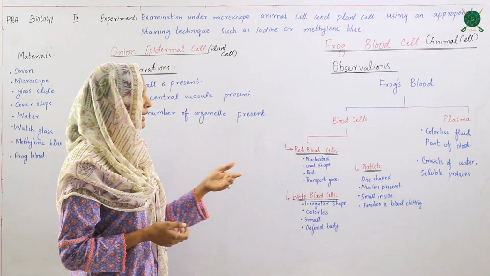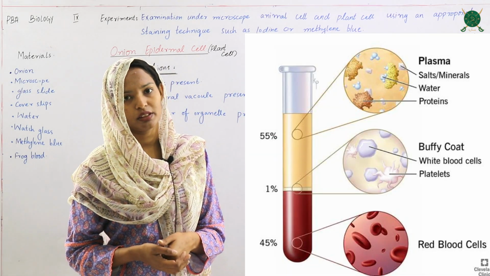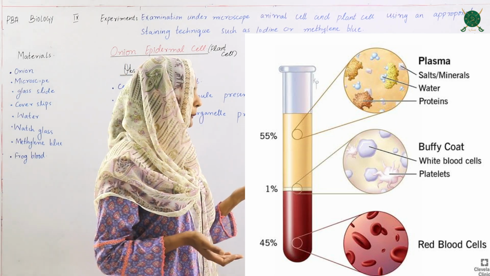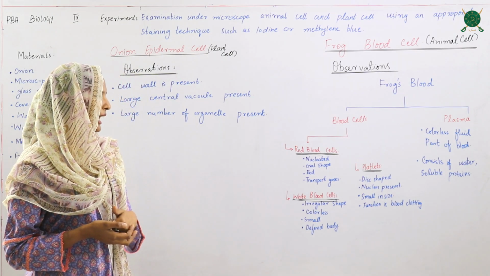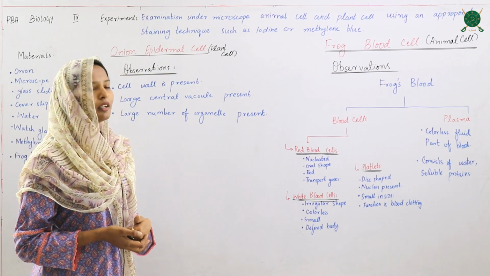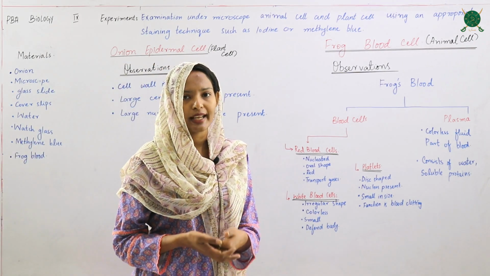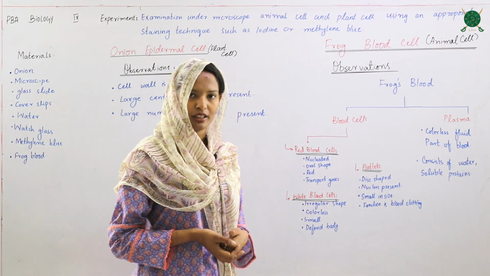On the other hand, there are 3 different types of blood cells present in an animal cell, such as red blood cell, white blood cell and platelets. Red blood cells are nucleated and oval in shape. They are red in color, and the function of red blood cell is to transport gases such as oxygen with the help of hemoglobin protein.